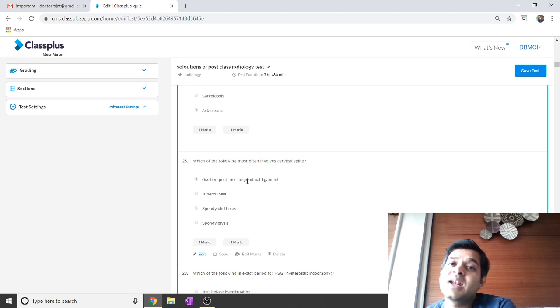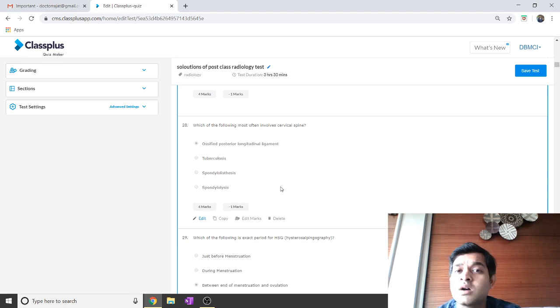It is the OPLL which is commonly seen in Japanese population and the vitamin A toxicity. My bad for that. Not DISH. It is the OPLL which is commonly seen in patients who have hypervitaminosis A and Japanese population. DISH is commonly in the diabetic patients.